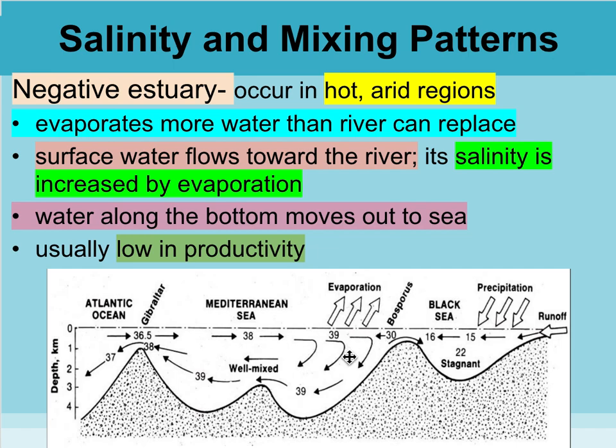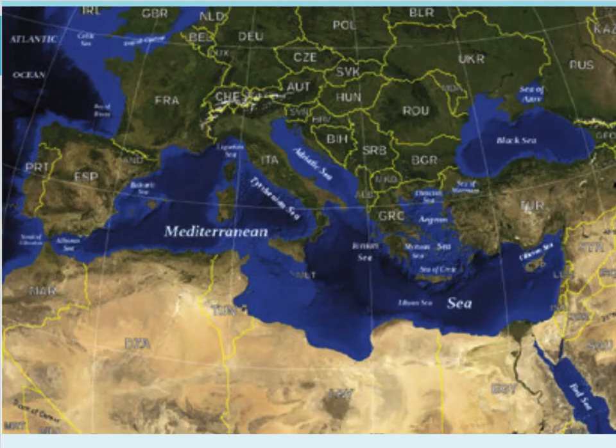You'll still have a lot of evaporation, but a little more mixing, but it's still not as high productivity because there's still not a lot of replacement and turnover. And then here you have the Strait of Gibraltar, which is between Spain and Morocco, a very thin area that leads out to the ocean. And so I want to show you what that looks like here.